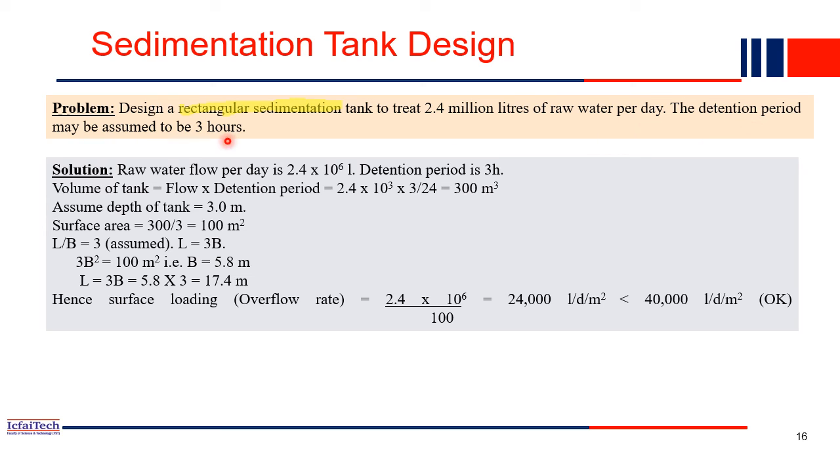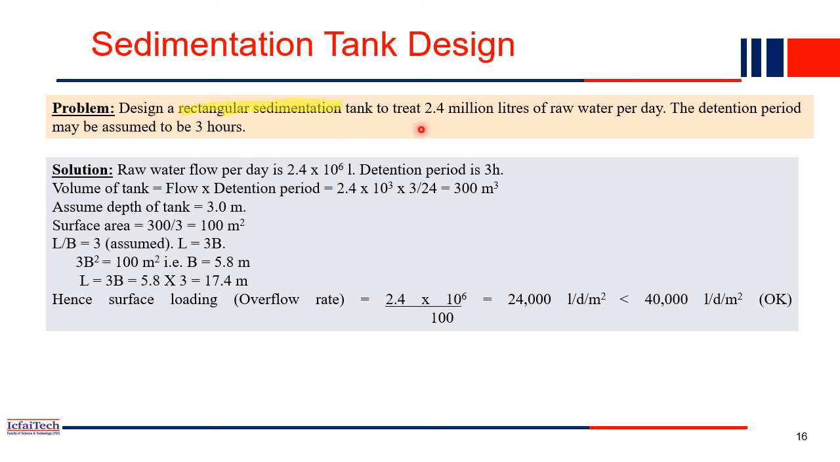The detention period may be assumed as 3 hours. 3 hours means water will be staying in the sedimentation tank for up to 3 hours. Okay, that is given to us. And also you have to design, meaning you have to find out the dimensions of the rectangular sedimentation tank, and we have to treat 2.4 million liter of raw water. So how did we get this 2.4 million liter of raw water? That is from the population forecasting. We have seen in lecture 2 and lecture 3 how we can estimate the quantity of water to be treated. So from there we got 2.4, and we have to design for it. So the raw water flow per day will be written as 2.4 million.